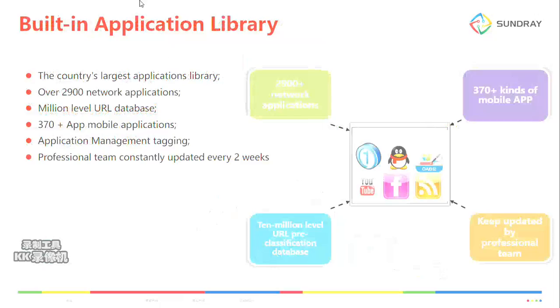And next here is the built-in application and URL database. We have more than 2,900 applications, including some mobile applications, and we have a 10 million level URL database. Based on this database, we can do granular access control for the client. For example, in working hours, we can block employees from accessing entertainment websites, but after working hours, it's okay for the clients. We can also set bandwidth management policies, like restricting bandwidth for clients accessing entertainment websites or videos.